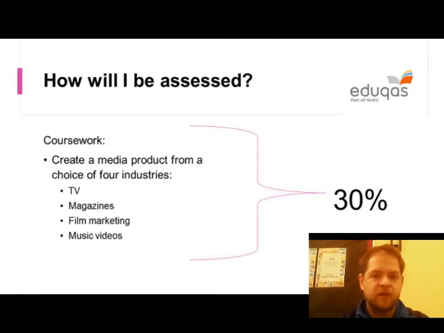a product. So if it's TV, it will be making a clip from a TV show. If it's music, it'll be making a music video. If it's magazines, it'll be a magazine cover and an article. And if it's film promotion, then it will be making a DVD cover or Blu-ray cover and a film poster. And the exam board will give you specific criteria that you need to meet in order to do that.